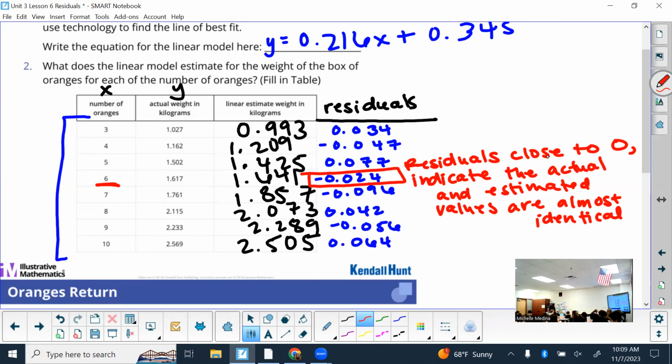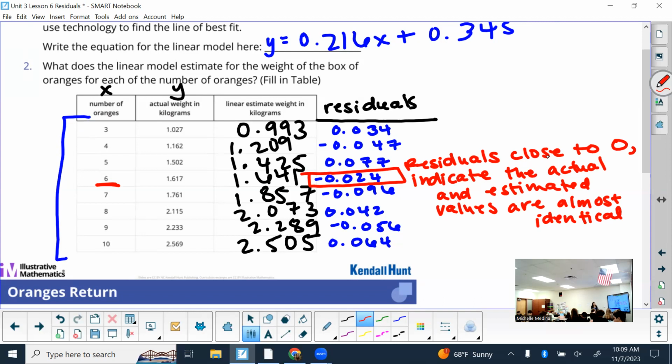Wouldn't you say though that even though that one's like the best one, all these residuals are close to zero? Yeah, I've seen residuals of like 100. Okay, if it's way far from zero, that means that linear model is probably not the best linear model. When we use technology, it's going to give us the best one. But sometimes they have options to pick from. You want the one that has residuals closest to zero.